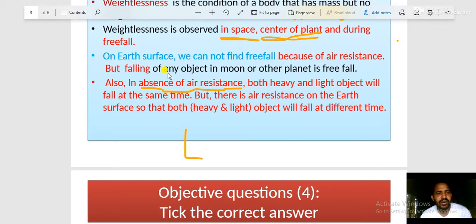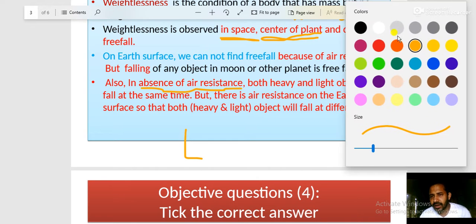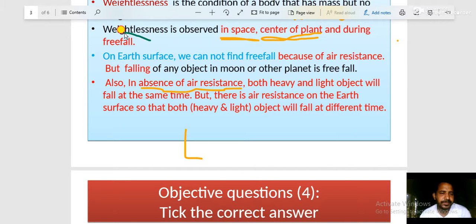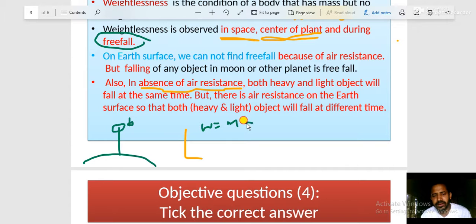During free fall, why is the weight zero? I have to discuss this also. This is also quite important. During free fall, let us consider a 10 kg mass over here, and it is falling towards the earth. Now, what is its weight? Weight equals mg, which is 100 N. Now, if there is no air resistance, then what is its weight? We say 100.